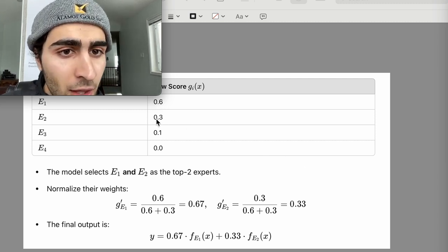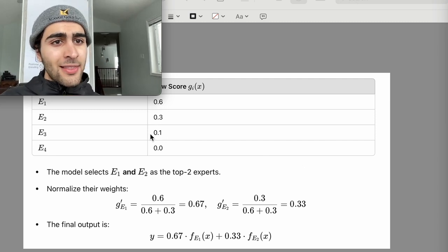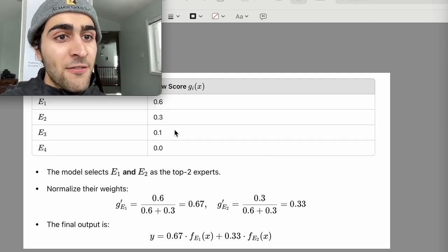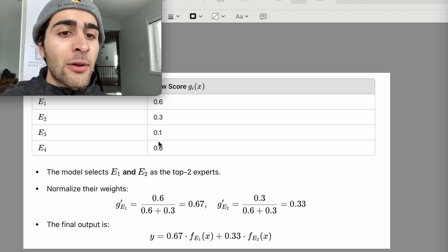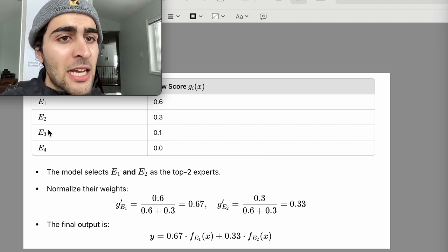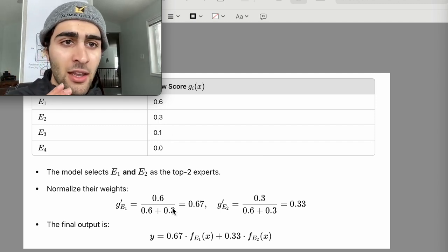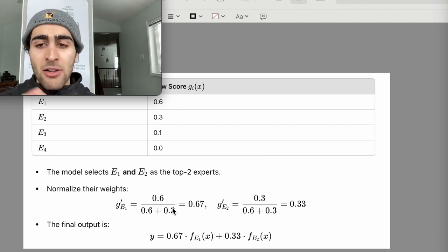But then if you see 0.3 and 0.1, let's put a probability distribution over that. So in this case, with 75% probability, we pick expert 2, and with 25% probability, we pick expert 3. So adding this stochasticity will ensure that some experts which may not be picked in a specific situation will get balanced out.